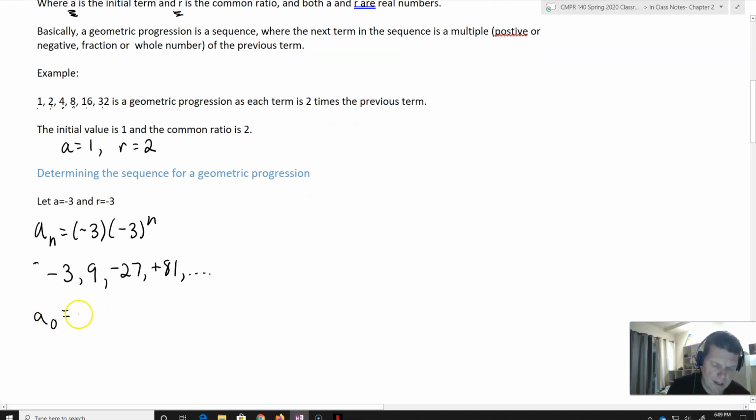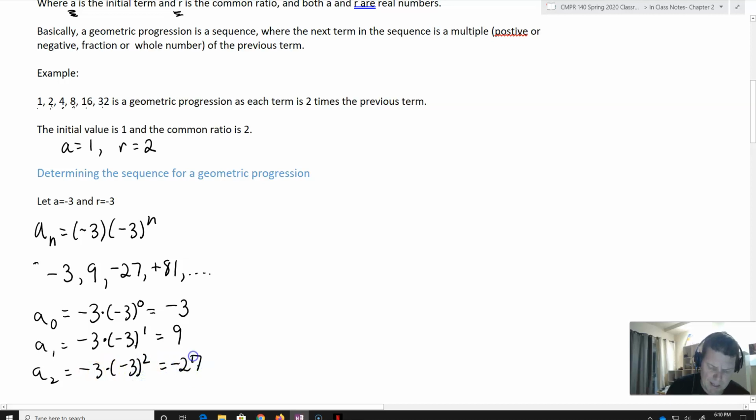A0, A naught, is going to equal negative 3 times negative 3 to the 0, which equals just negative 3. A1 will equal negative 3 times negative 3 to the 1, which equals negative 3 times negative 3, so that's 9. A2 will equal negative 3 times negative 3 squared, which will equal 9 times negative 3, that's negative 27. And we could actually see that each one of these terms, negative 3, 9, and negative 27, correspond to the values inside of my sequence.